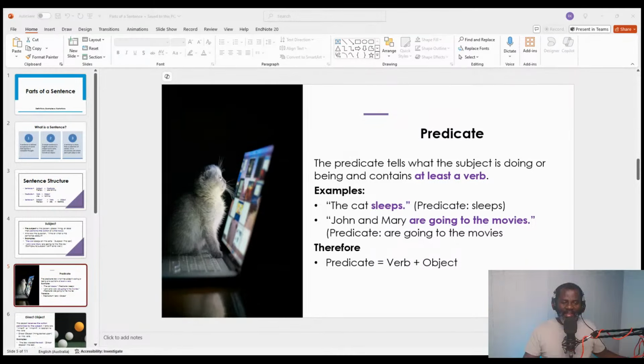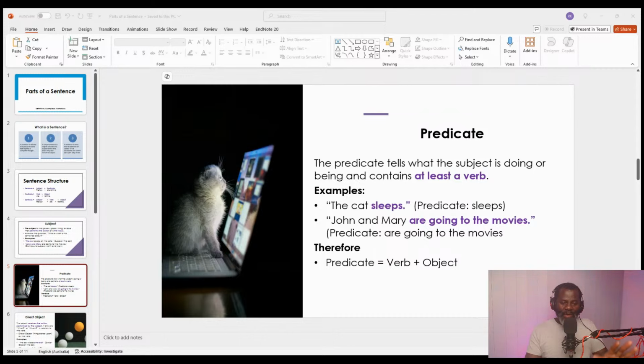So there are two types of objects in English. The first one is called the direct object, and the second one is called the indirect object. When it comes to objects, the direct object is the direct recipient or receiver of the action performed by the subject. It answers the question what or whom in relation to the verb.